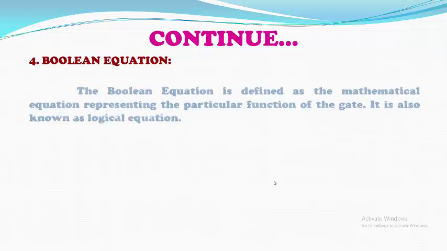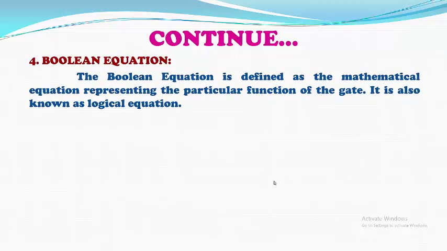This fourth definition is Boolean equation. The Boolean equation is defined as the mathematical equation representing the particular function of the gate. This Boolean equation is also known as logical equation. For each logic gate, the Boolean equation and truth table are different.